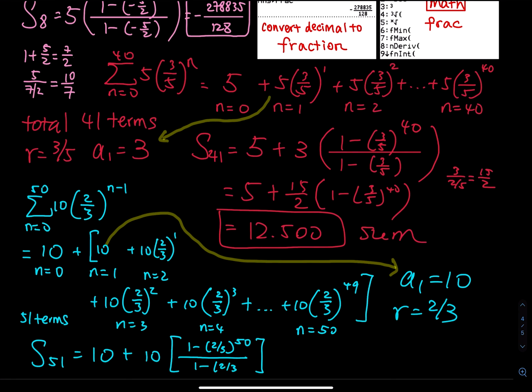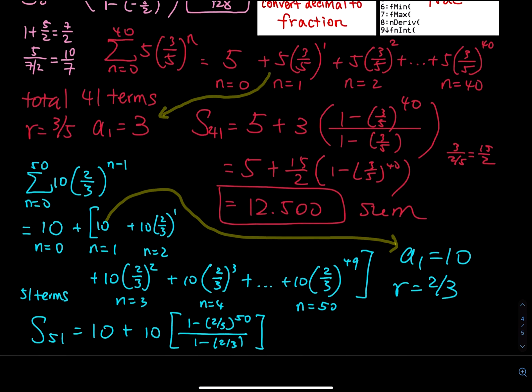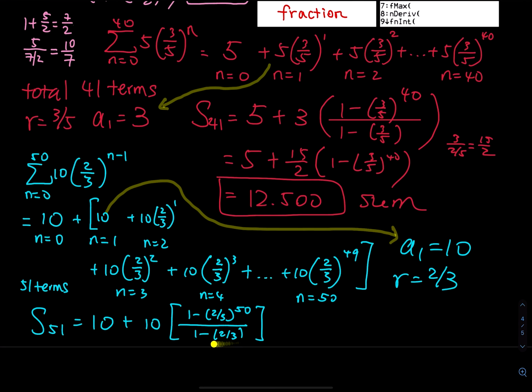So what I am going to do first is I'm going to do a 1 minus 2/3, like right over here. So 1 minus 2/3 is equals to 1/3. And then you have 10 divided by 1/3. So this is equals to 30. And then you have a 30 times that. And then you use the calculator, convert that to a fraction, and then you add 10 to it at the end. All right, so that one, the sum, I will just leave that to you.